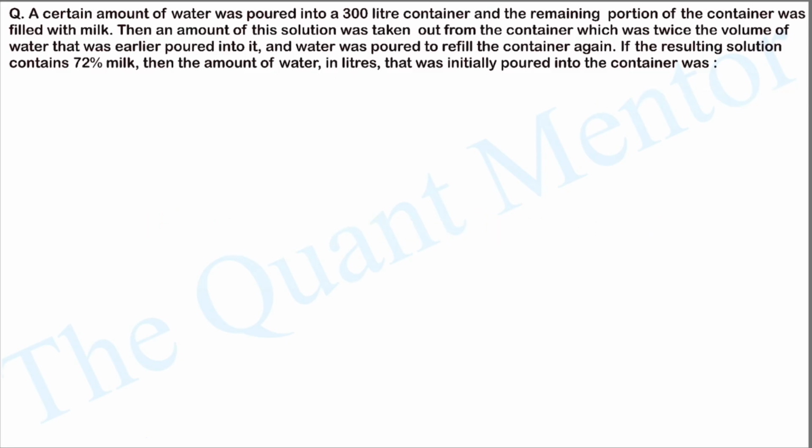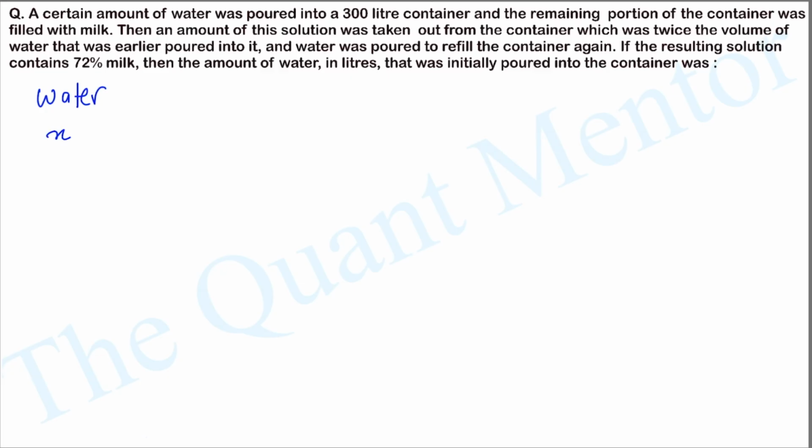A certain amount of water was poured into a 300-liter container and the remaining portion of the container was filled with milk. Then an amount of this solution was taken out from the container, which was twice the volume of water that was earlier poured into it, and water was poured to refill the container again. If the resultant solution contains 72% milk, then the amount of water in liters that was initially poured into the container was. Let us start by considering the water content in the vessel as X liters.